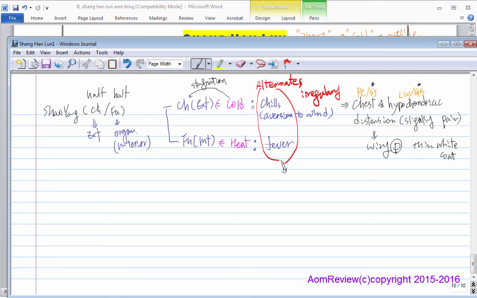You might have chest and hypochondriac distension pain, and also there's a wiry pulse. If you have an interior condition with two organs, same way, there's the Sanjiao and gallbladder. If your Sanjiao has trouble, Sanjiao is a water passage. If heat enters the Sanjiao, you might have thirst, and also irritability and also thirst. And if the gallbladder has heat, you might have a bitter taste.